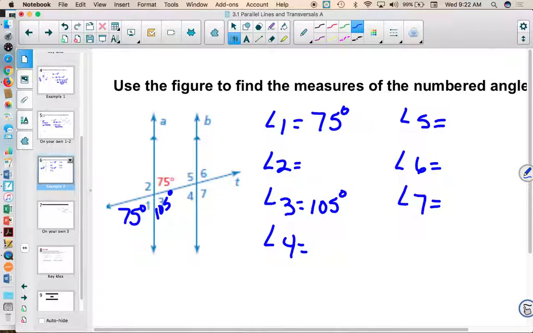Haley. Number 2, since it is vertical to number 3, is the same, so it'd be 105 degrees. Because angles 2 and 3 are vertical, angle 2 has to be 105 degrees. Awesome.